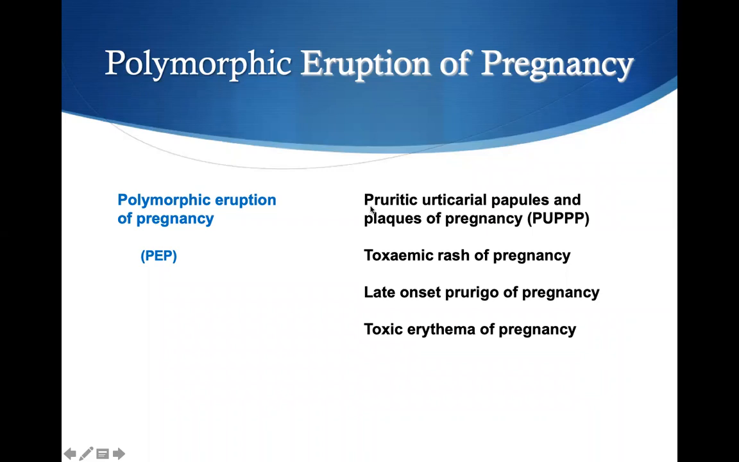So next we'll just talk about polymorphic eruption of pregnancy. You've heard of this in the past, referred to as PUPPP, or pruritic urticarial papules and plaques of pregnancy. It's the same condition, just with a new name.